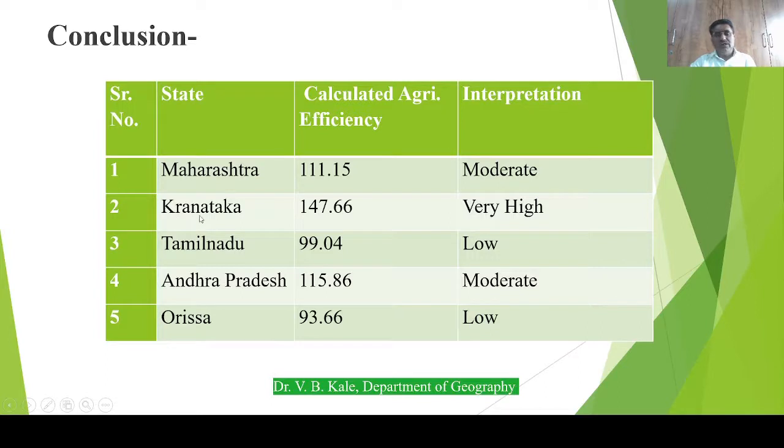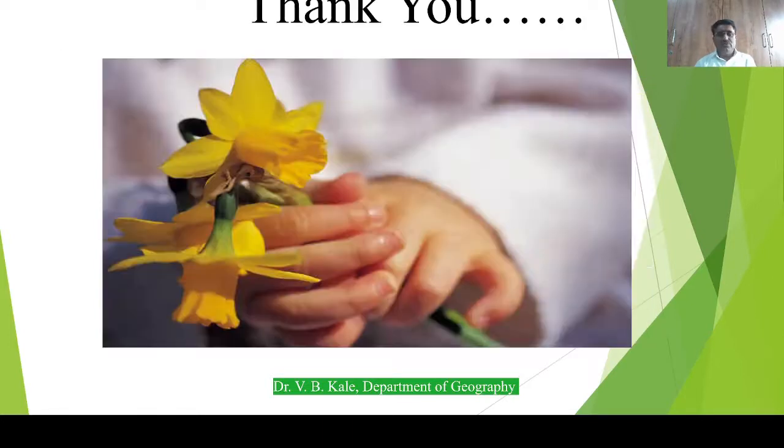If we calculate the agricultural efficiency for Karnataka, it is 147.6, which is very high. Tamil Nadu has low agricultural efficiency, Andhra Pradesh moderate, and Orissa low agricultural efficiency. So using this formula we can calculate the agricultural efficiency of any region at any time. So this is all about the agricultural efficiency. Today we stop here. Thank you very much.